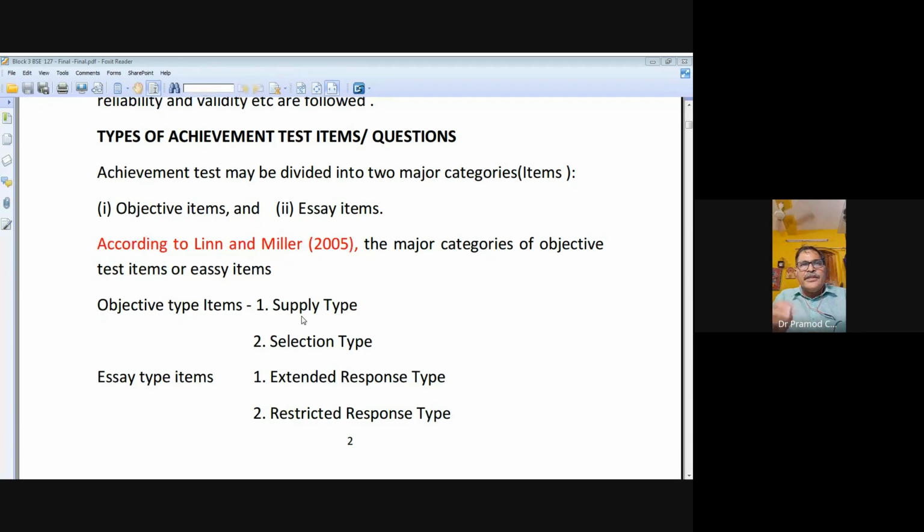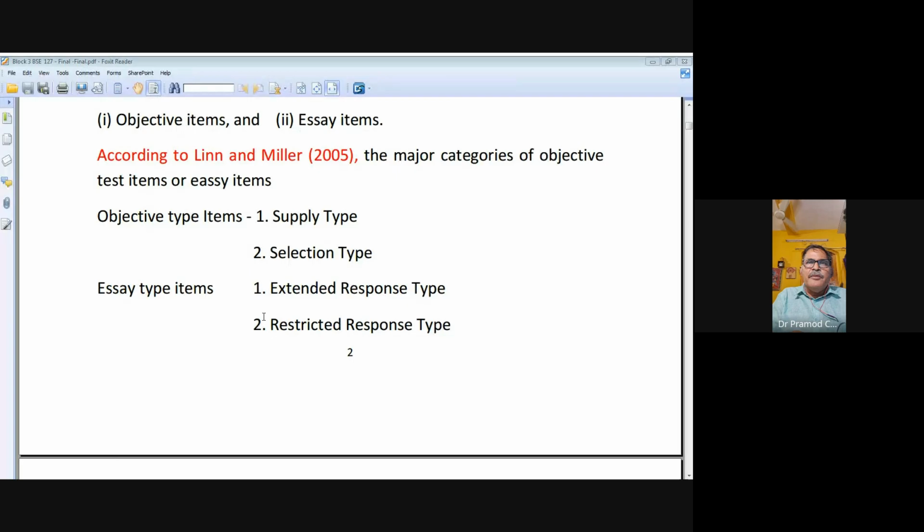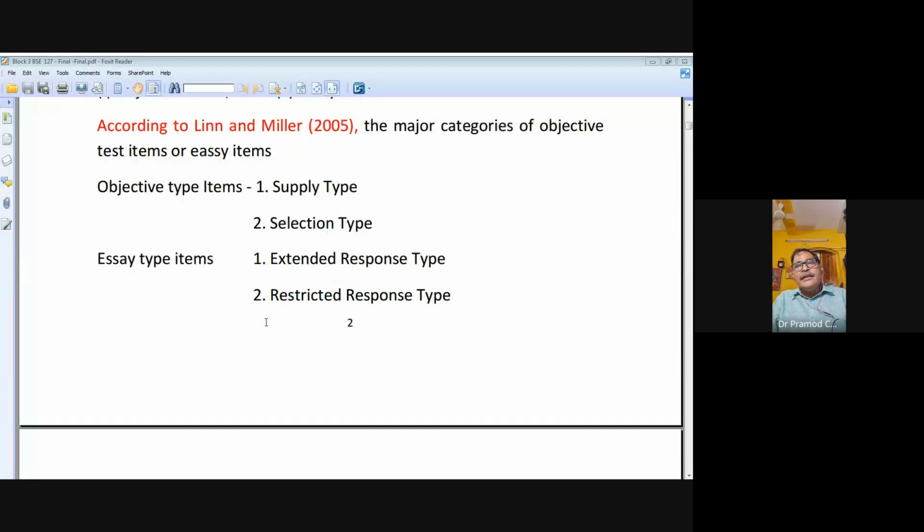ତେଣୁ ଯେତେବେଳେ ଆମେ objective type questions we are going to prepare, we are keeping in mind the supply type question and selection type question. Supply and selection, when you are preparing the essay type questions, that is extended response type and restricted response type. Supply type of questions is nothing but we'll have to supply some words or we'll have to give such type of word which can be able to answer.